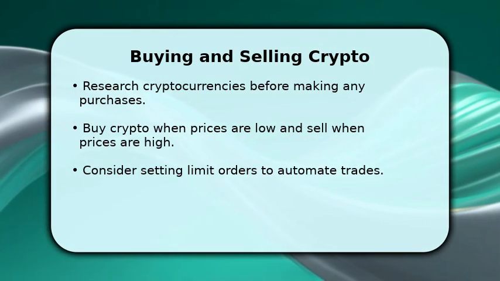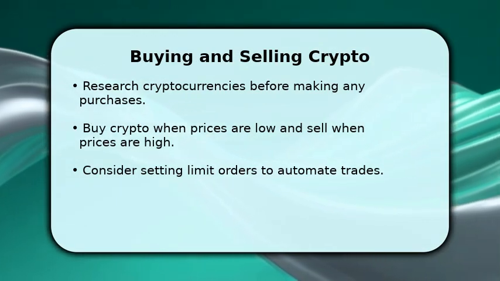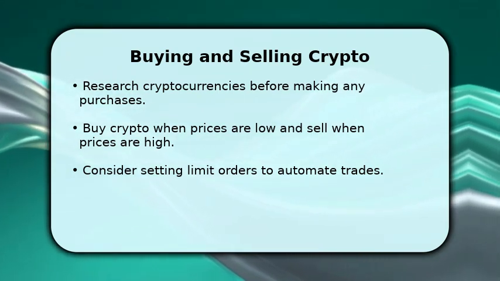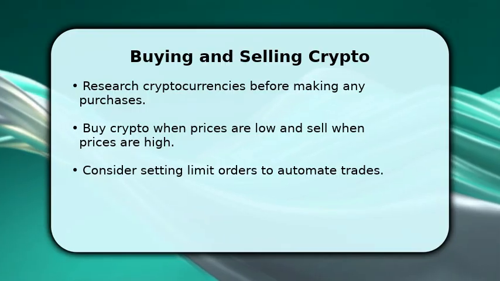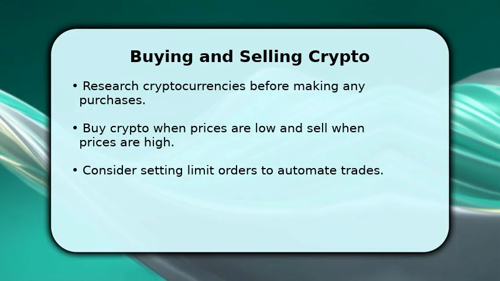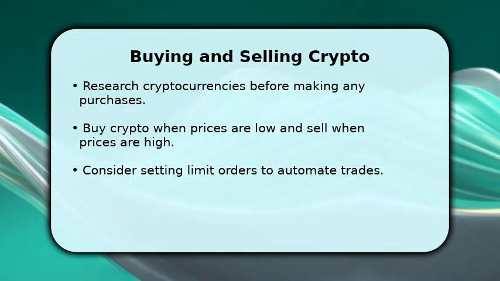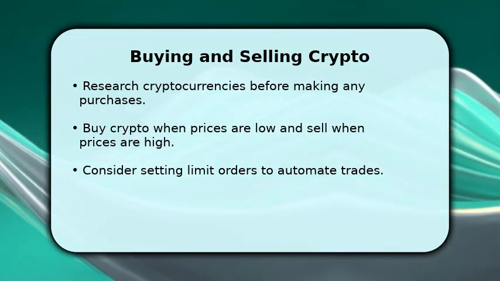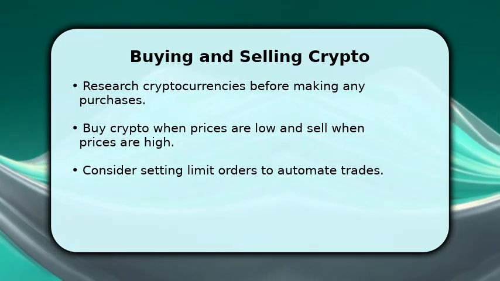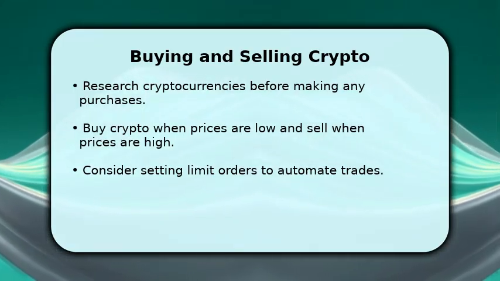The most common way to make money on Coinbase is by buying and selling cryptocurrencies. Research different assets to understand their potential. The goal is to buy when the price is low and sell when it rises, aiming for a profit. You can also use advanced features like limit orders to automatically execute trades at your desired price points.